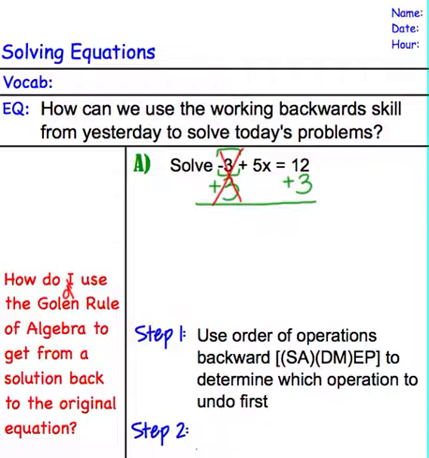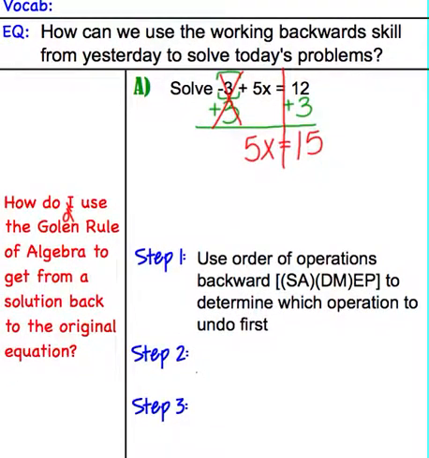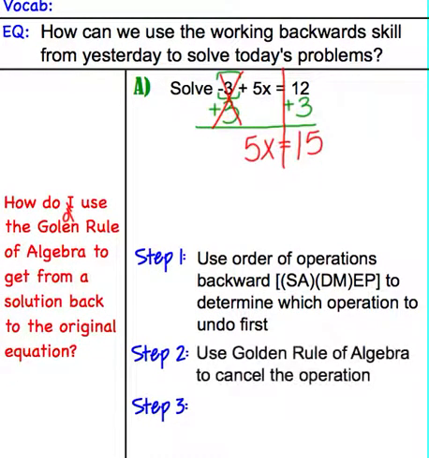Please remember as well that you can draw a line down through that equal sign to separate the two sides of the equation, to make sure that when you do something to one side and attempt to do it to the other side, you really are doing it to the other side. When I cancel out here, I'm left with a positive 5x on one side and 12 plus 3, which is 15, on the other side. So then our next step comes down to using the golden rule of algebra to cancel the operation, which we just did.